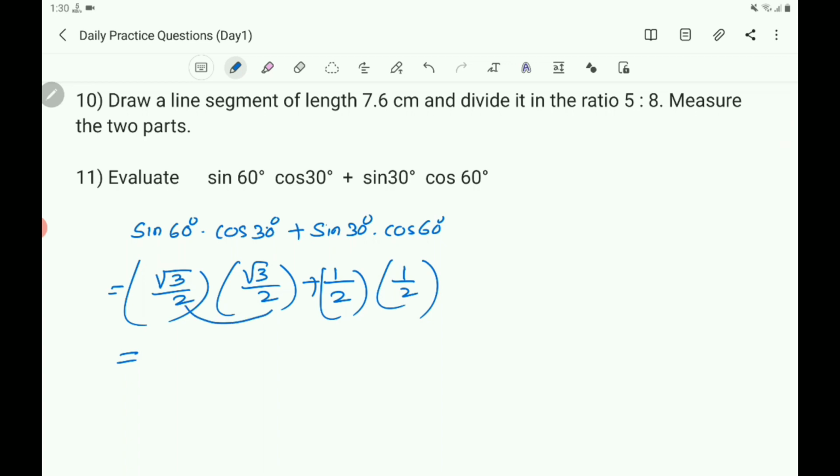You know that 2 into 2 is 4, and root 3 into root 3 is 3. So it becomes 3 by 4. Root 3 by 2 into root 3 by 2 is 3 by 4, since root 3 into root 3 is 3 and 2 into 2 is 4. Plus 1 by 2 into 1 by 2: 1 ones are 1, 2 twos are 4.